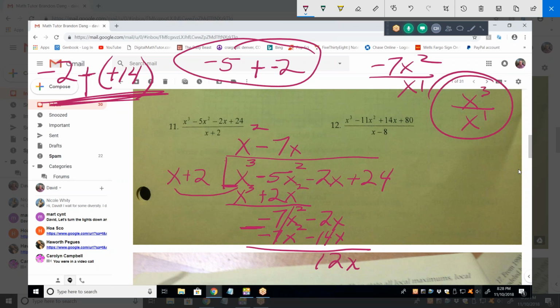Okay? Now, we've got 12x. The last step is to bring down the only thing we can bring down, repeat, and stir. It's the next step.